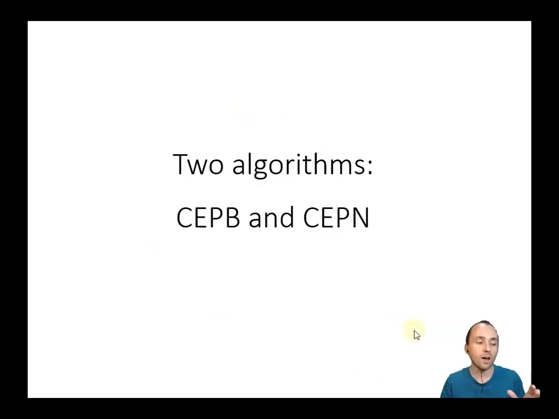So now that I have presented the two problems, the first problem is to find the cost-effective pattern with Boolean utility. The second one with numeric utility. We need to define some algorithms to find all these patterns, to search for them. So we have two algorithms, CEPB and CEPN.